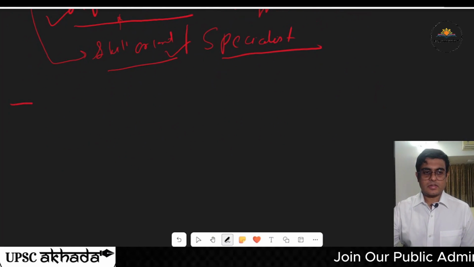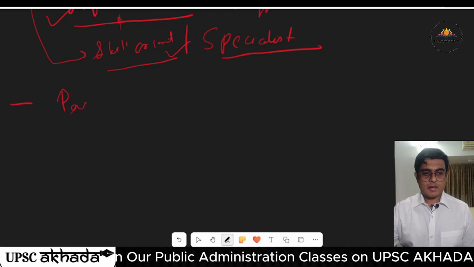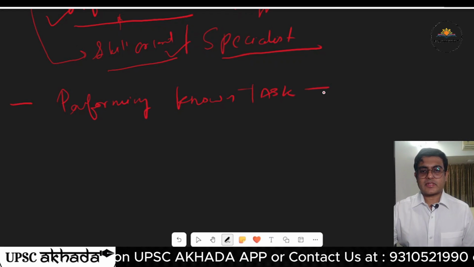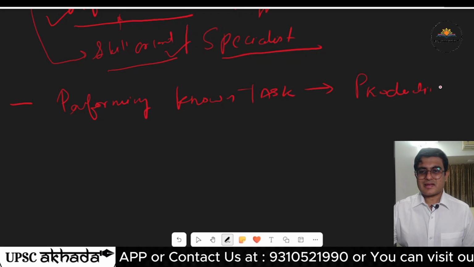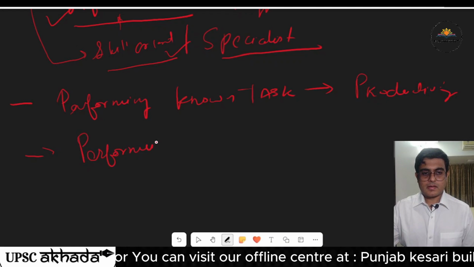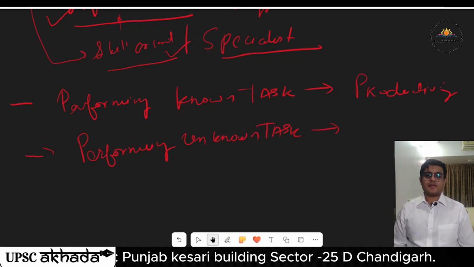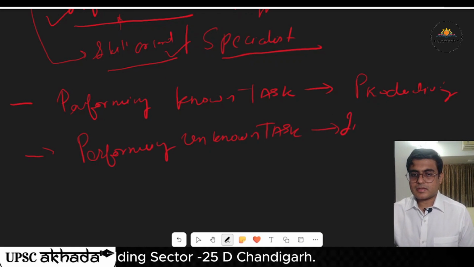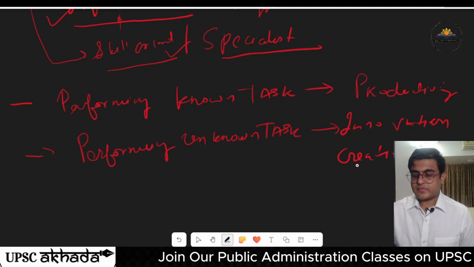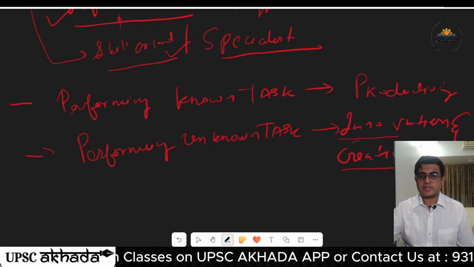Further, what he talks about, he says, see, performing already known tasks will result in productivity. And performing an unknown task will result in what? It will result in innovation and creativity. Performing an unknown task will result in innovation and creativity.